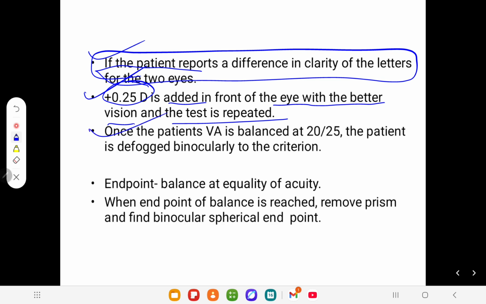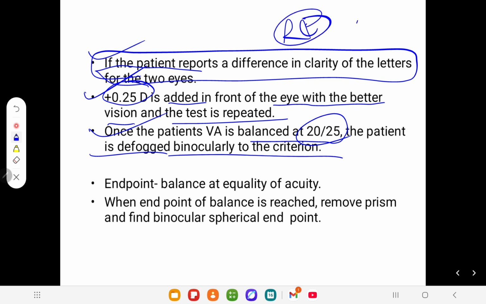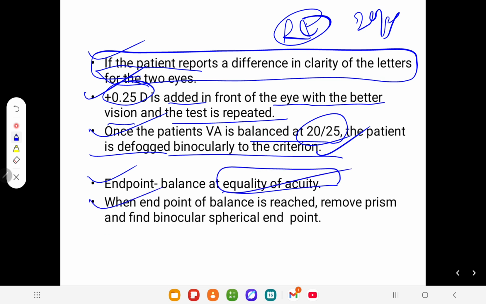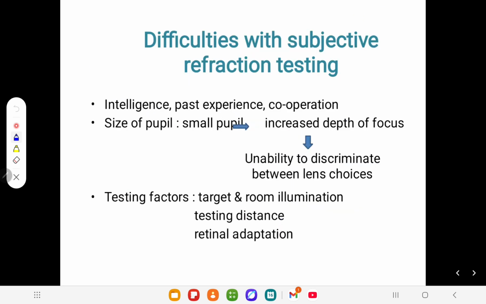Once the patient's visual acuity is balanced at 6-9, the patient is defogged binocularly to that criteria. So it's very important. Suppose the right eye is better, then we add plus till 20/25, which is 6-9, and then we defog binocularly. When the point of balance, equal acuity, is reached, remove the prism and find the binocular spherical endpoint. So when we get equal vision, we definitely remove the prism and check all these things. So basically, these are the difficulties with the subjective refraction technique.